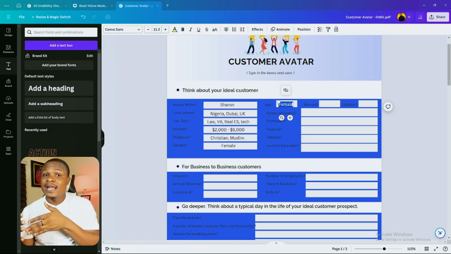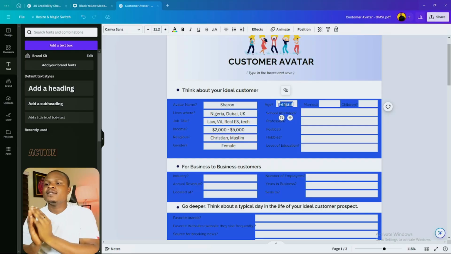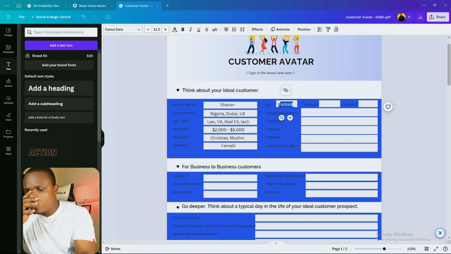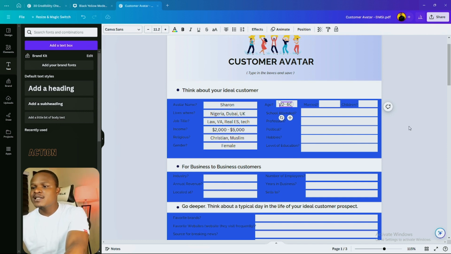So, for instance, when we say age, I cannot be putting an age bracket of 10 and above because I feel like 10 years old might not be able to afford such kind of hair. So knowing what your product is will help you understand the range of people that will get this stuff. So I would put age 22 to maybe 60, 22 to 60 years old.